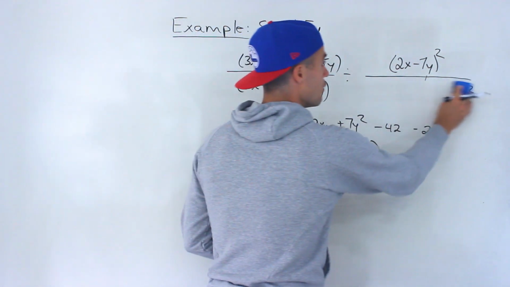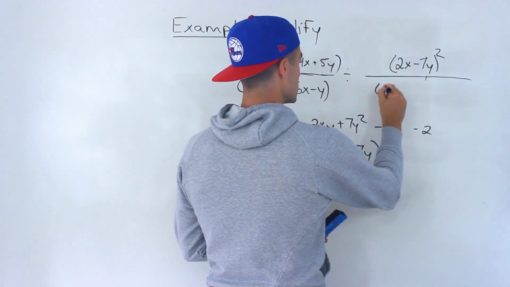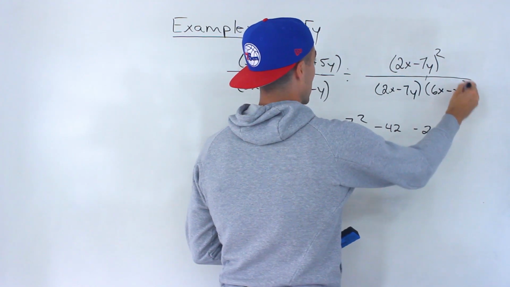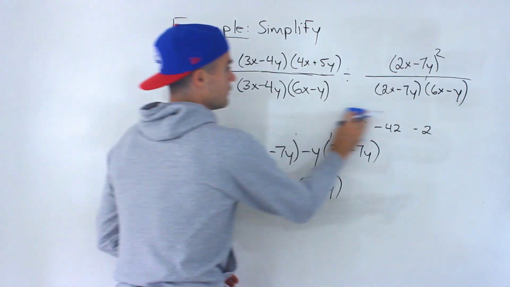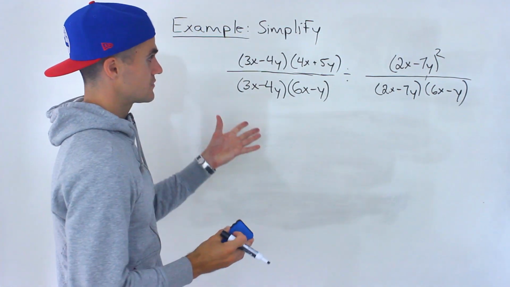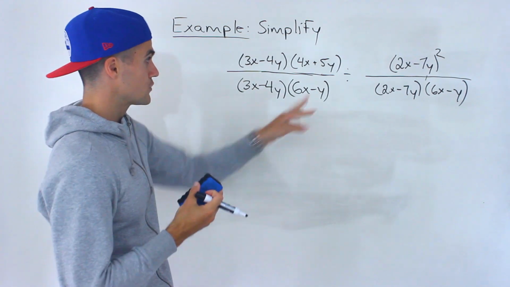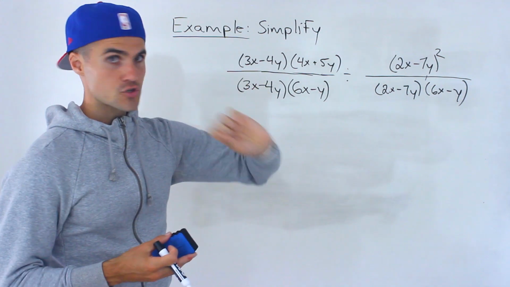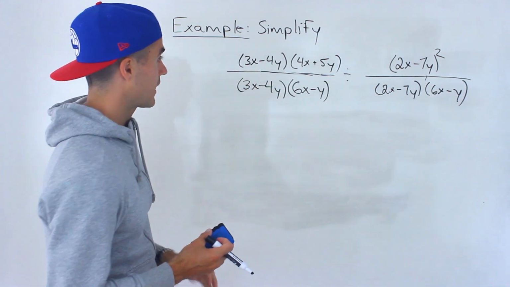So then this over here is going to be 2x minus 7y, and then we're going to have 6x minus y, like that. And then from here, it's pretty easy at this point. We just have to simplify, see what can cancel out. First off, we're going to have to flip this. Before doing so, though, if they ask for restrictions, you can get the restrictions here before canceling stuff out.